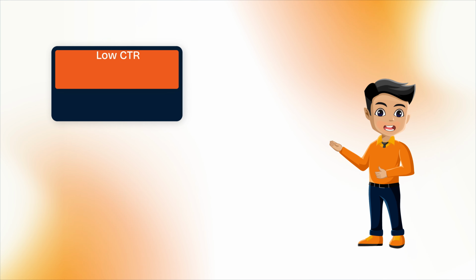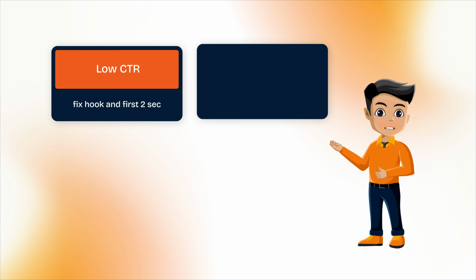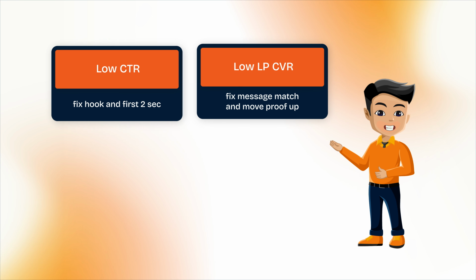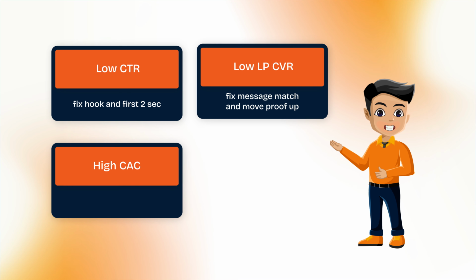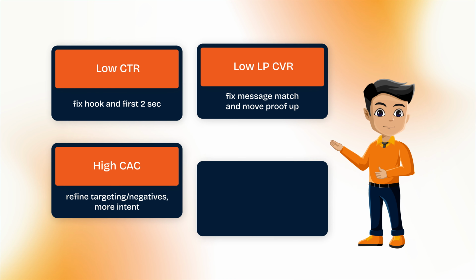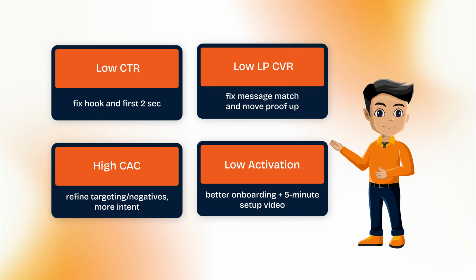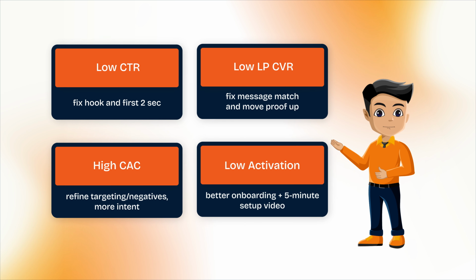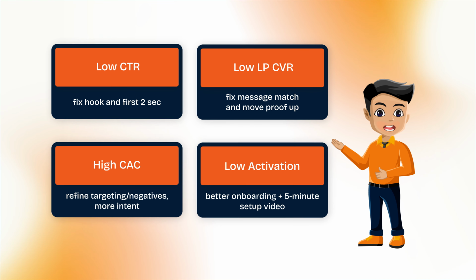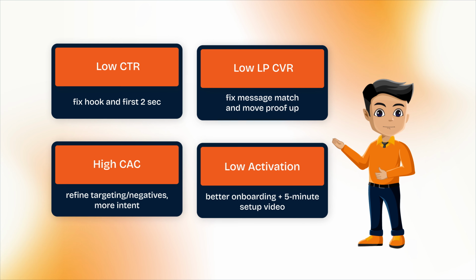Red flag playbook. CTR low, CPC high: fix hook/creative. Test first 2 seconds and headline. CTR high, LP/CVR low: fix message match. Move proof above the fold. Shorten form. LP/CVR good, CAC high: refine targeting and negatives. Try higher intent keywords. Tighten audience.